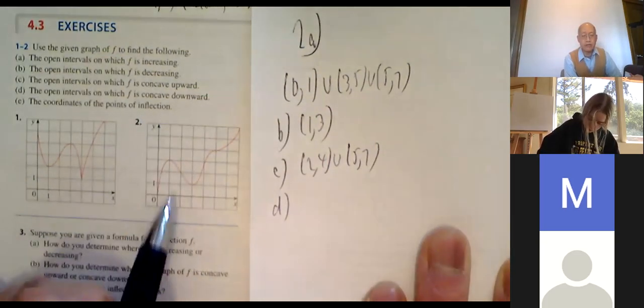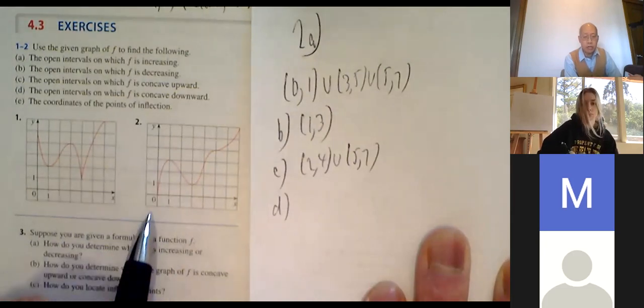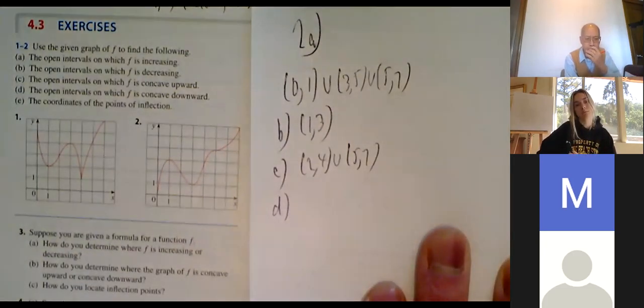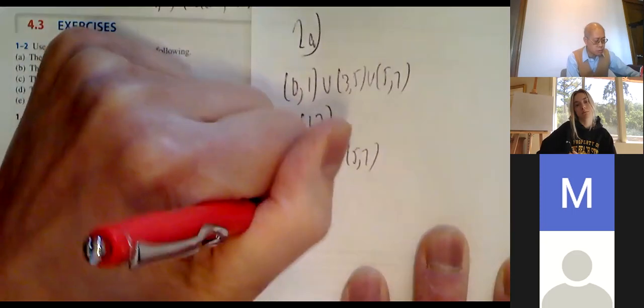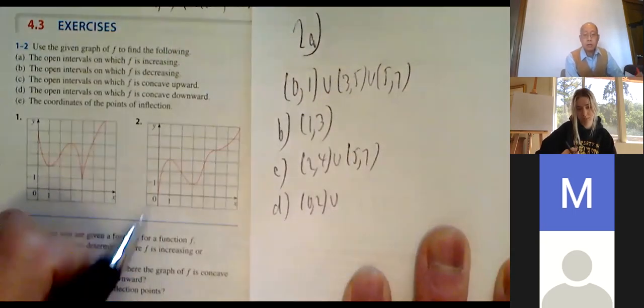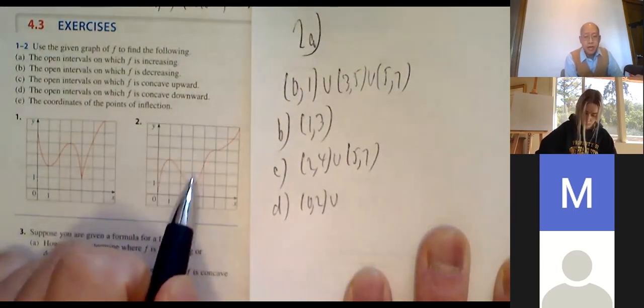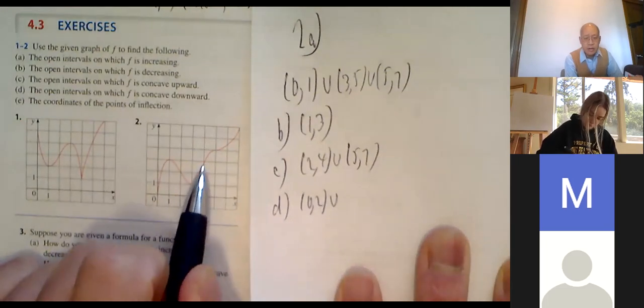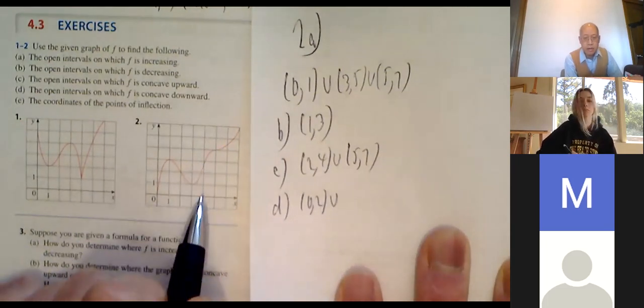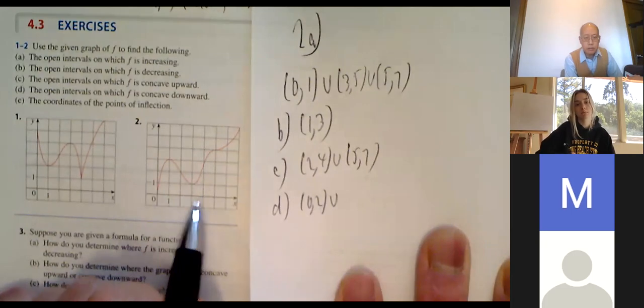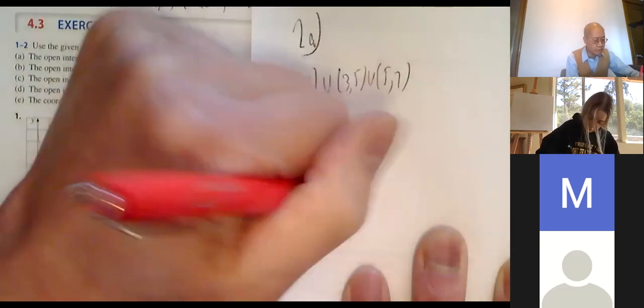Concave downward, concave down, upside down U shape. So between 0 and 2, right? Upside down U. And let's see, right here, right? So where's here? 1, 2, 3, 4, 4 to 5.